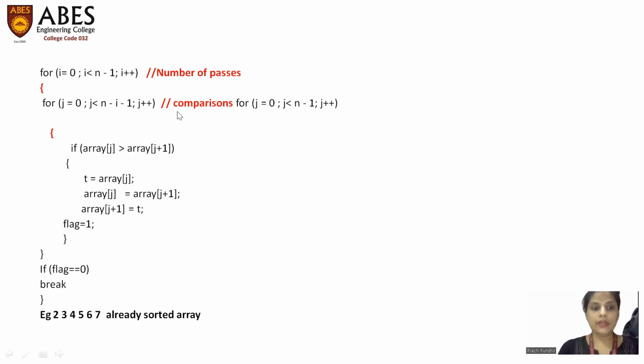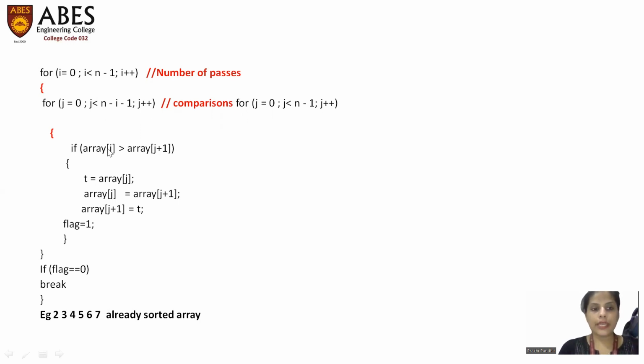And now the second loop is for comparison. Comparison j from 0 to n minus i minus 1. So you can see here n minus 0 minus 1, that is 5 minus 1, which will be 4. So the comparison will go from 0 to 4 because the last element will be bubbled up to its correct place, so there is no need to compare it. Because after completion of the first pass, we already know that the last element will be at its correct place. So this is for comparison.